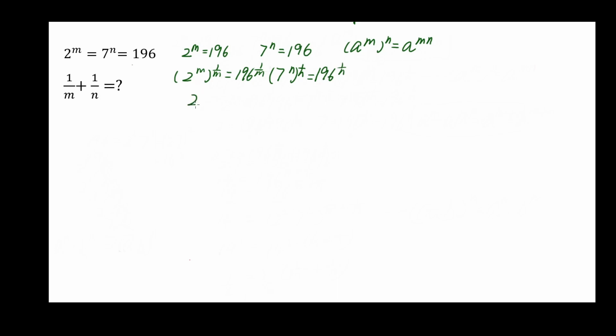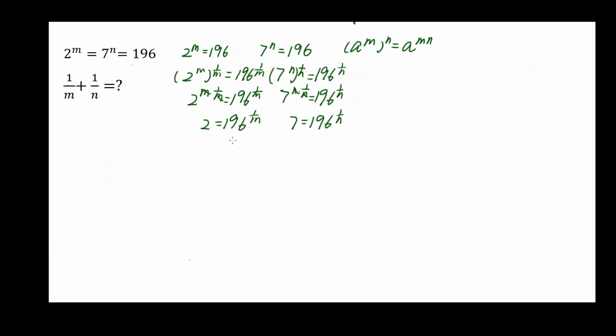That is 2 to the power m times 1 over m, cancelled, equals 196 to the power 1 over m. 7 to the power n times 1 over n equals 196 to the power 1 over n. This cancelled. That is 2 equals 196 to the power 1 over m, and 7 equals 196 to the power 1 over n.